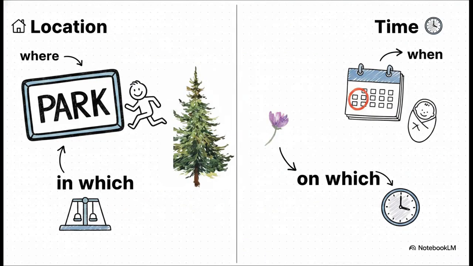Let's see how this actually builds side by side. On the left, we contrast the location preposition rule. This is a big park in which you can have fun. Now over on the right, look at our time preposition rule. I remember the day on which my son was born. Notice how where became in which and when became on which. It just adds this really nice, slightly more formal, precise layer to your writing toolkit.